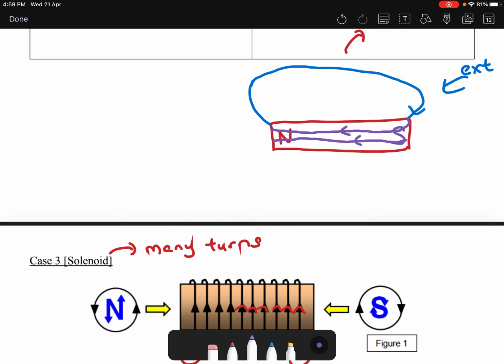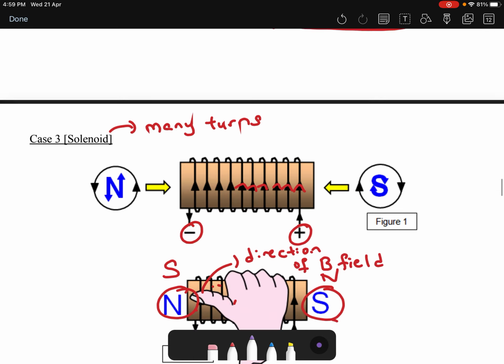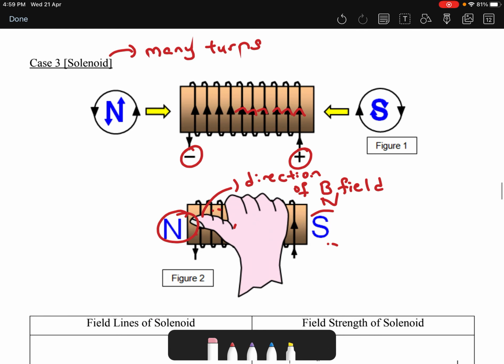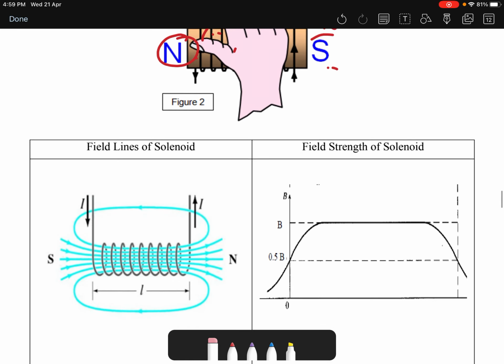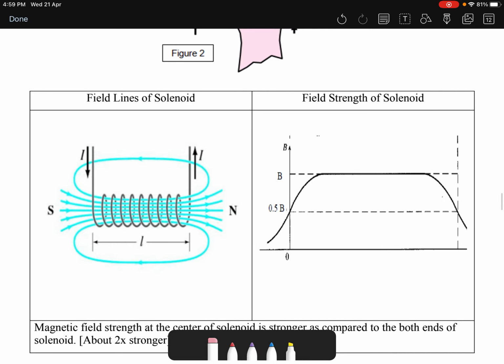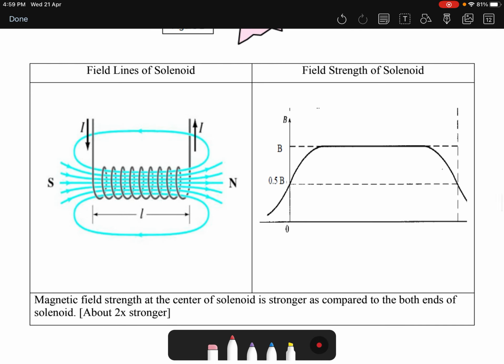You notice that the magnetic field inside the magnet is flowing from south to north. So basically, this one is north and this one is south. This is how you determine the magnetic polarity of a solenoid. The field lines are represented in this particular diagram.